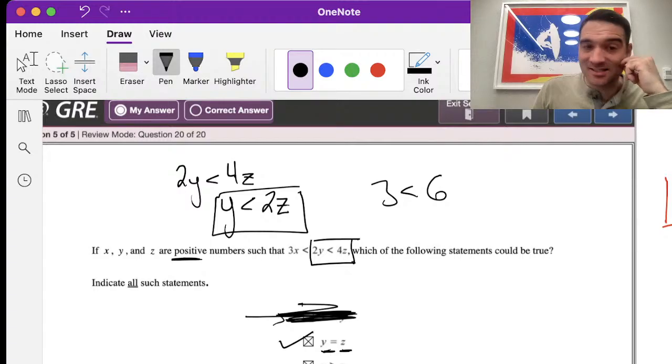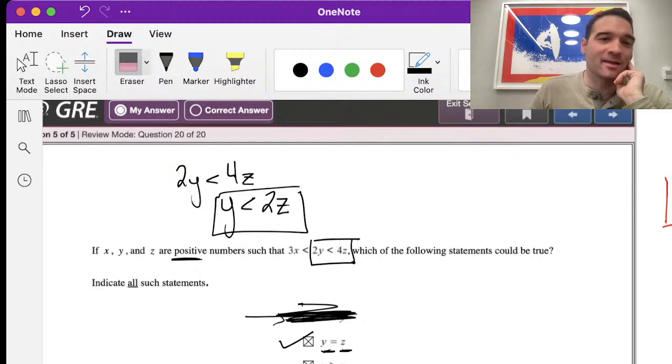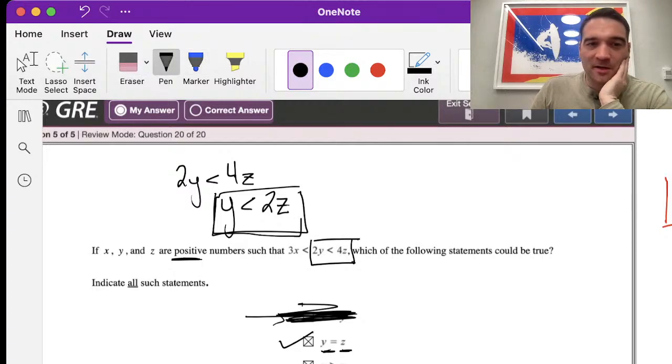Y is less than z. Oh, sorry, greater than z. Is that possible? So here's where it might get a little more difficult. We'll use this same inequality here. Is it possible for a number to be greater than another number and be less than 2 times what it is?